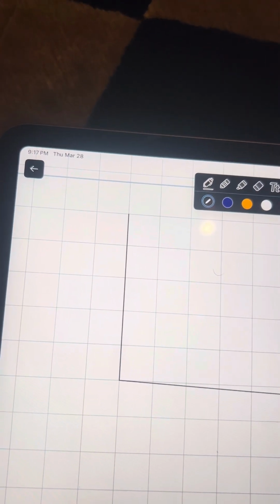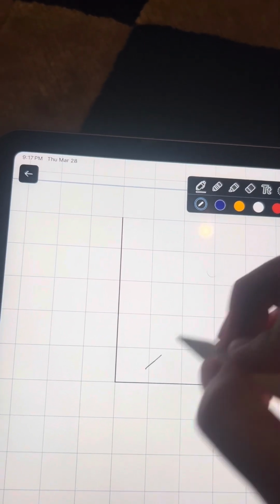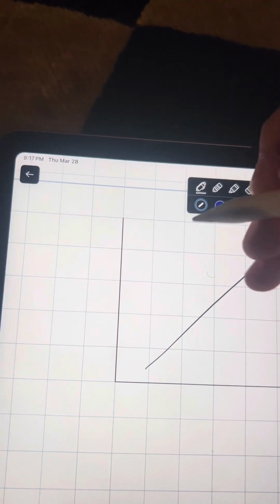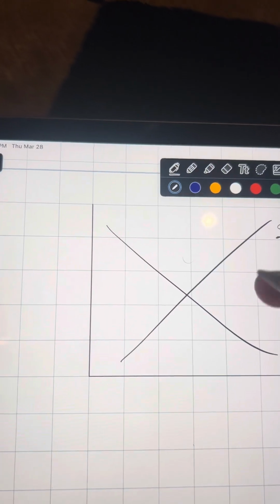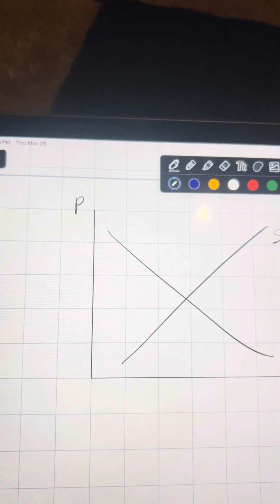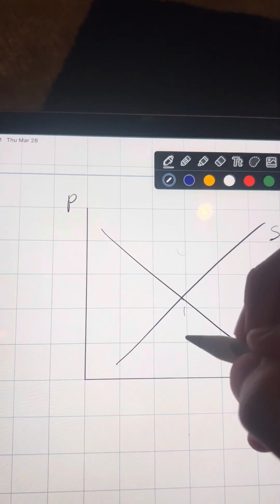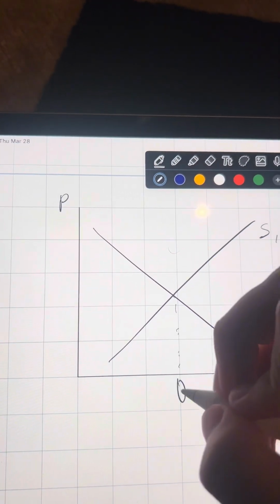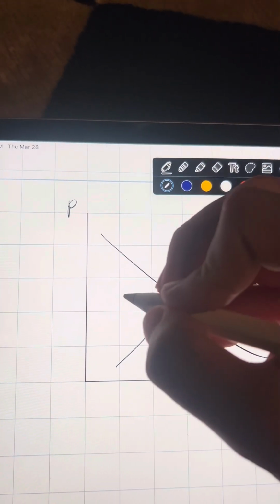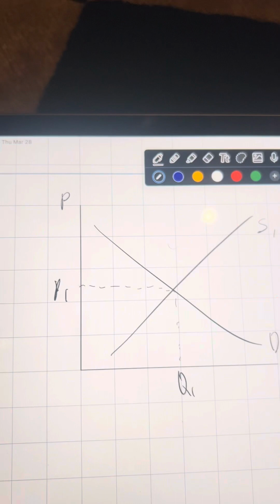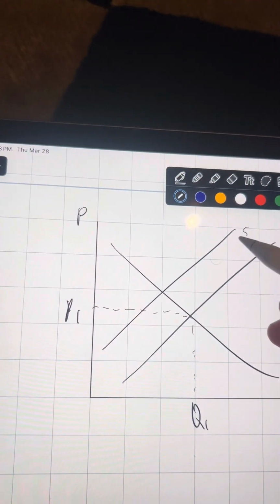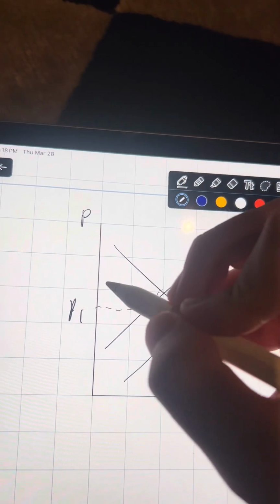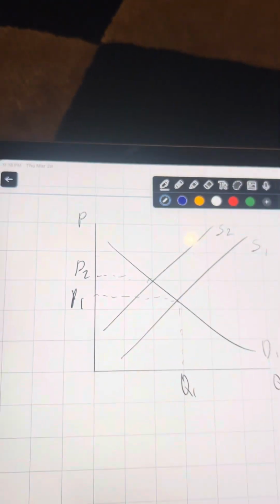Let me illustrate that really quickly. Let's see how that looks on the graph. Demand, downward sloping, and then price, quantity, Q1, P1. So negative supply shock, bam, S2, the price of soybeans will go up.